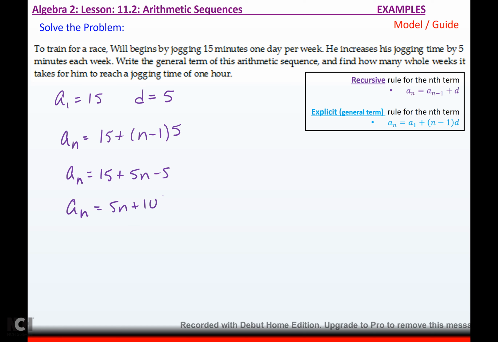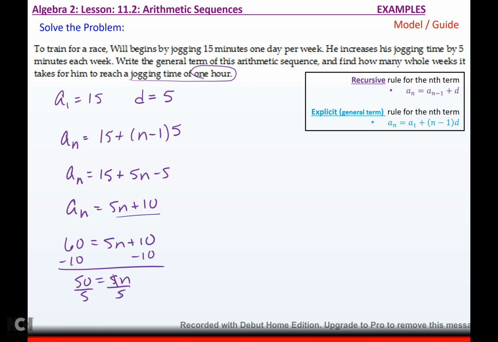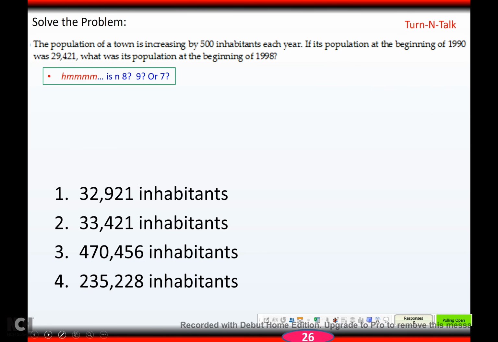Okay, so now I want to figure out how many weeks is it going to take for him to reach a jogging time of 1 hour. So I want to know, when will this pattern give me 60 minutes over here? Okay, so to solve that, I would minus 10, I get 50 equals 5n, divide by 5, divide by 5. It's going to take about 10 weeks, and he'll be up to jogging an hour 1 day a week. Alright, so you try this one.